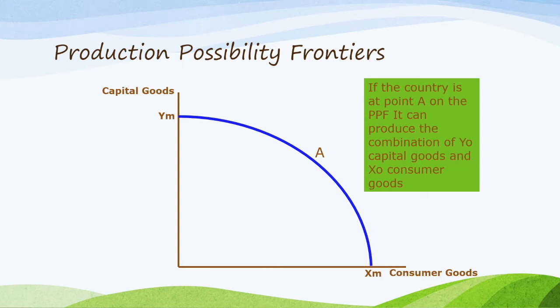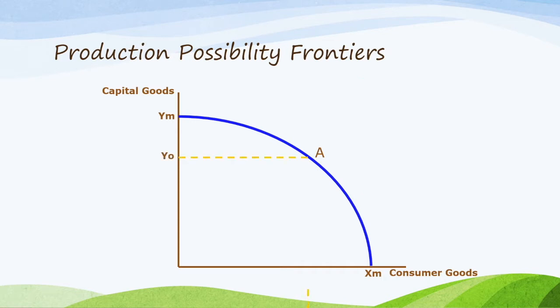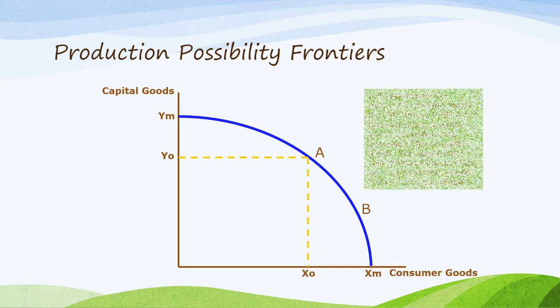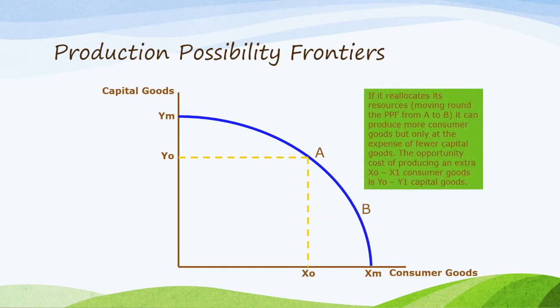If the country is at point A on the PPF, it can produce the combination of Y0 capital goods and X0 consumer goods. If it reallocates its resources, meaning moving from point A to point B, it can produce more consumer goods, but only at the expense of fewer capital goods. The opportunity cost, therefore, of producing an extra X0 to X1 consumer goods is Y0 to Y1 capital goods.